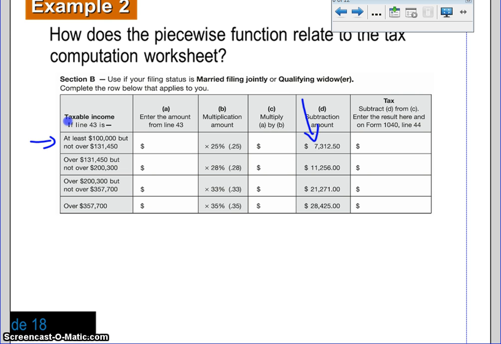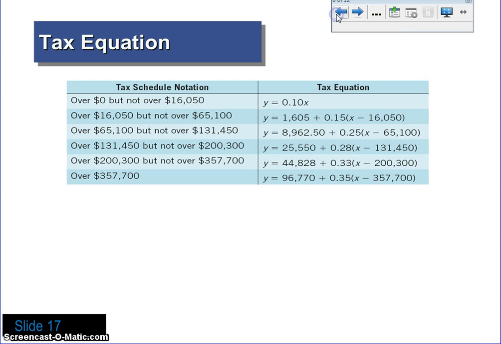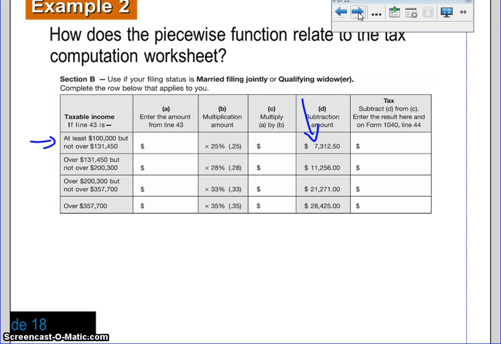Let's see if we take the equation, how they arrived at the $7,312.50. First off, if I go back and look at the equation, the actual equation is right here. I apologize, right here. So let's look at y equals 8,986.50 plus 0.25 of x, the quantity x minus 65,100.